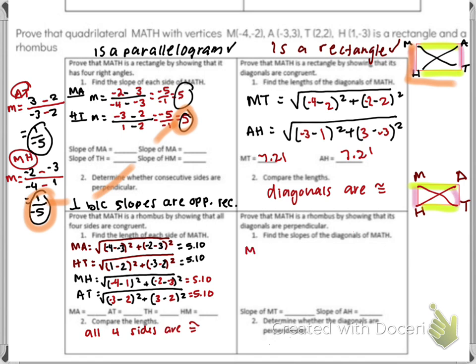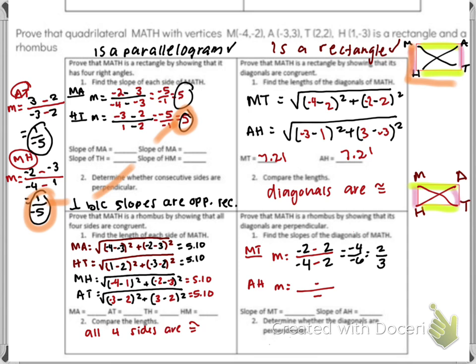So MT is the one we're going to start with first. Go ahead and look at its slope, and we're going to look at the slope of the other diagonal. So M is -4, -2, -4 at the bottom, -2 at the top. T is 2, 2 like this. Go ahead and simplify that. That's -4 over -6. We're going to divide by 2. So negative over negative is positive, first of all. And then 4 divided by 2 is 2. 6 divided by 2 is 3, so 2 over 3.